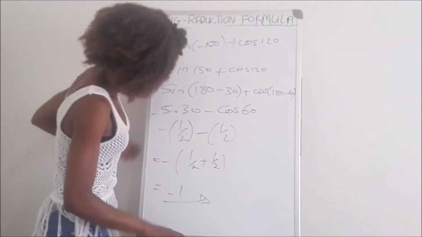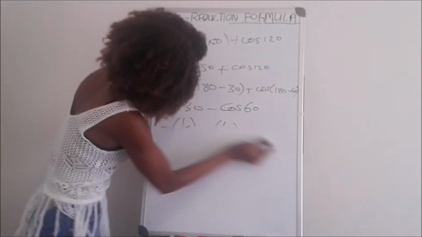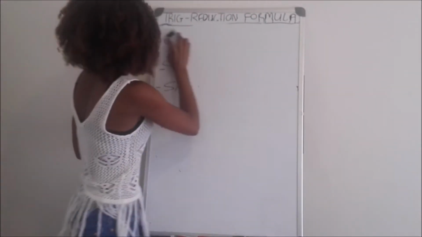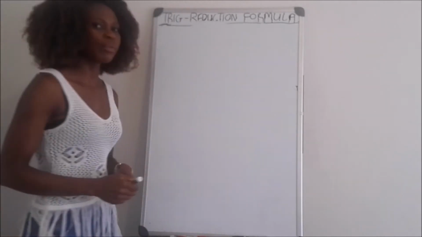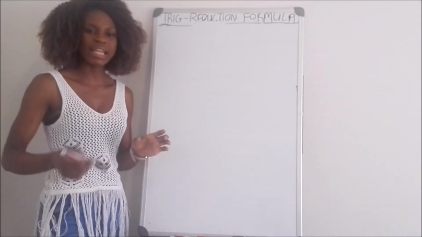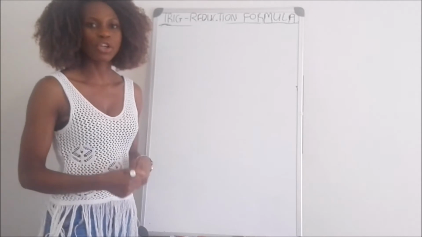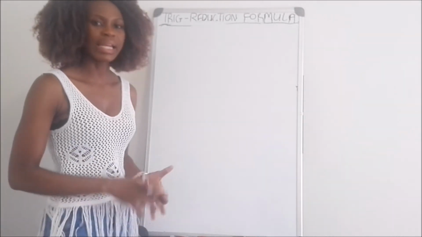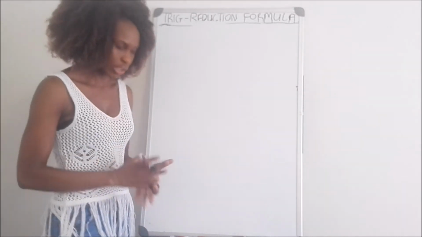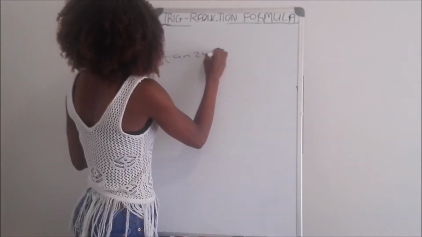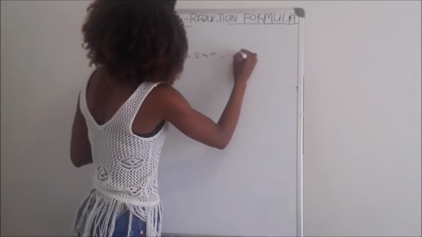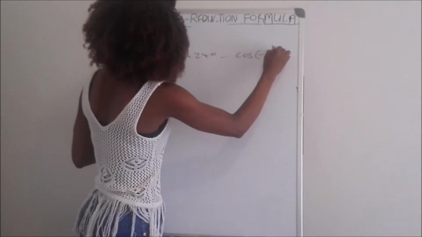Alright guys, let's do another example on trigonometric reduction formulas. Remember, reduction formulas help you to express any trigonometric ratios in terms of an acute angle. An acute angle is any angle which is less than 90 degrees. Alright, let's do this one: tan of 240 minus cos of negative 120.